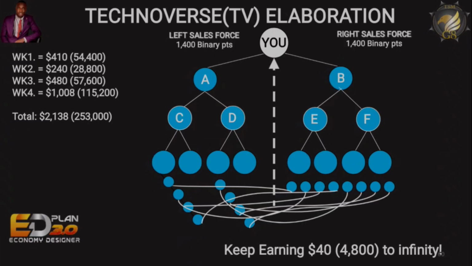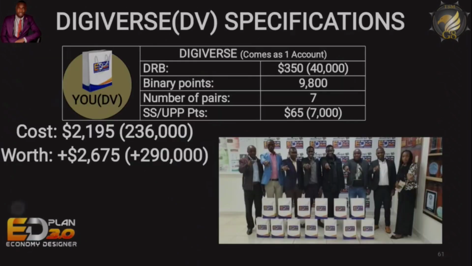Total from week 1 to week 4, if you connect people with Technoverses and you have your Technoverse, you're going to make $2,138 in your first 4 weeks. And that is what is going to happen. You'll continue earning the $40 up to infinity, okay?